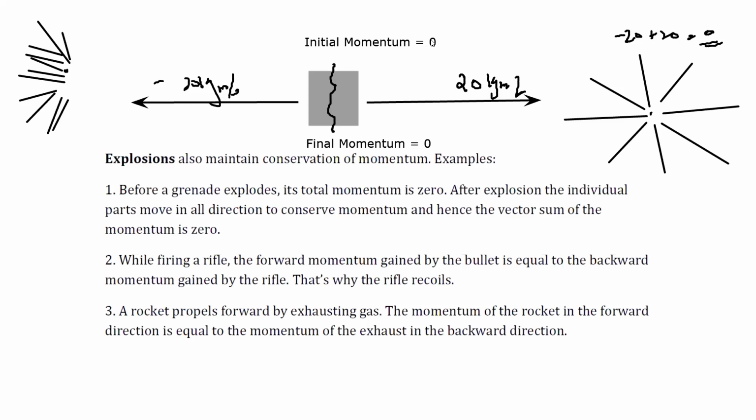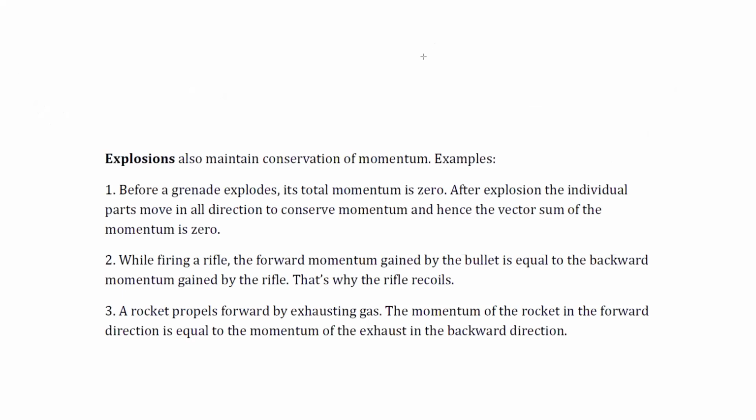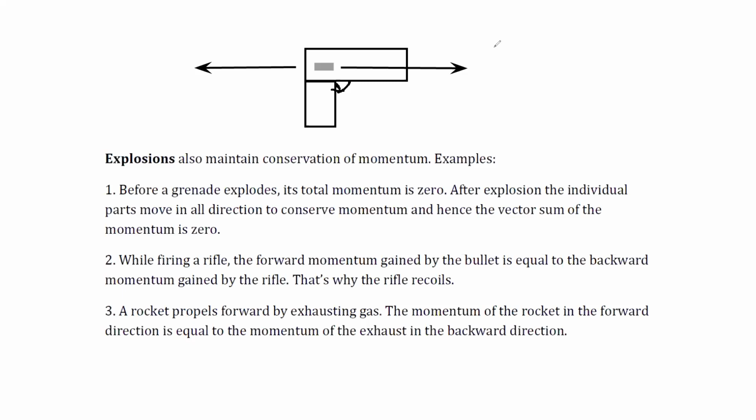In the same way, firing a rifle. A bullet is there inside a gun or a rifle. Because the initial momentum is 0, the final momentum should also be 0. So if the bullet is moving towards the right-hand side, the gun recoils and moves towards the left-hand side. But you will find the bullet is moving faster, whereas the gun is relatively moving slower.